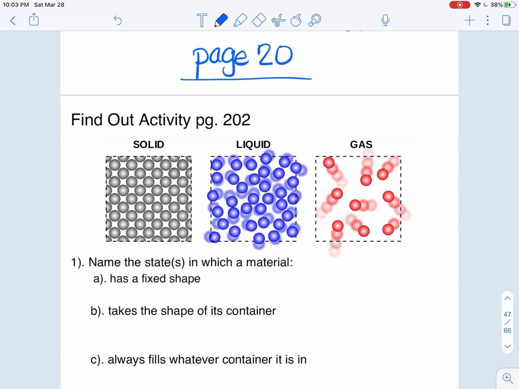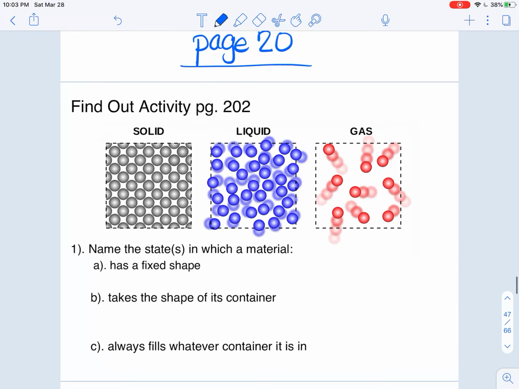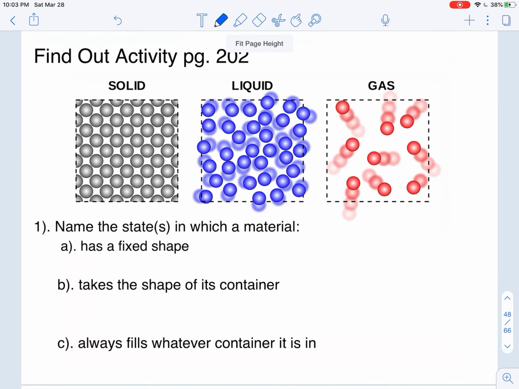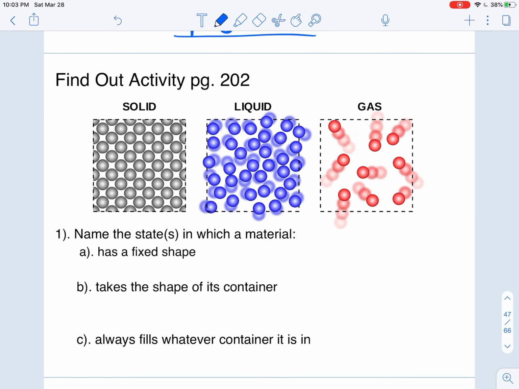All right, so we start looking at the atoms that are found in the 3 states of matter on page 20. In solid objects, those particles are all packed together and they look like this.